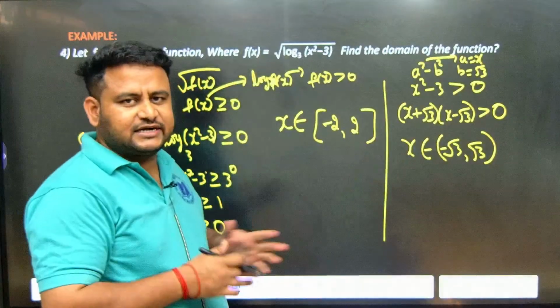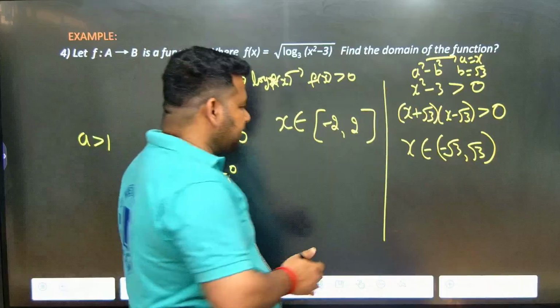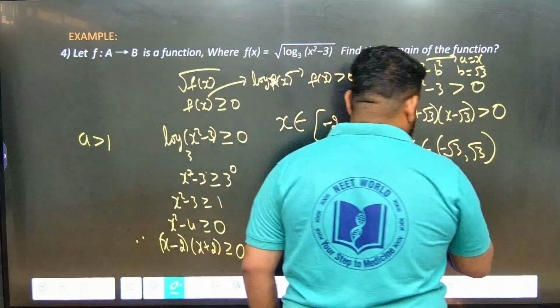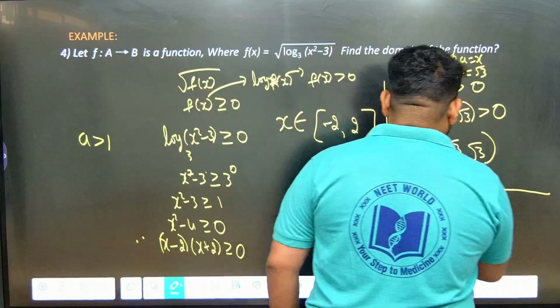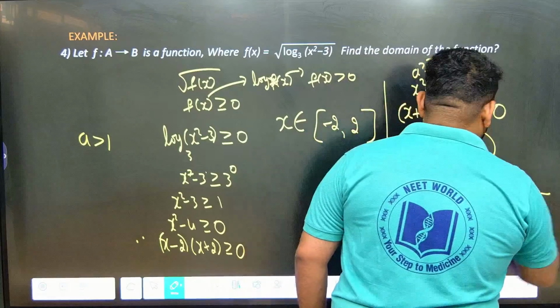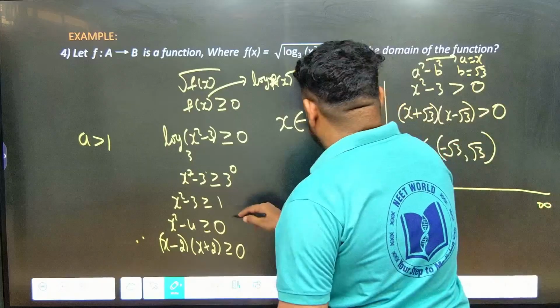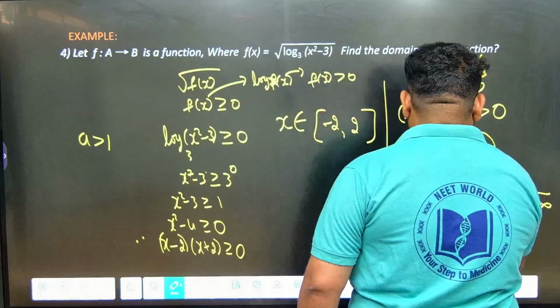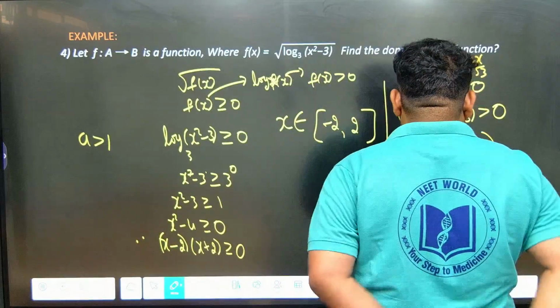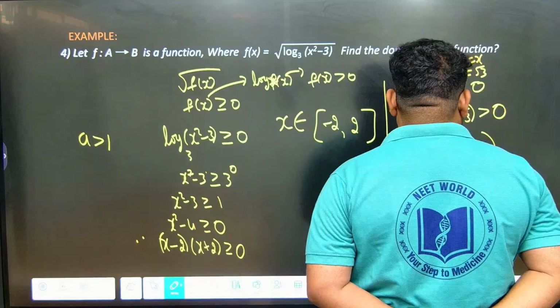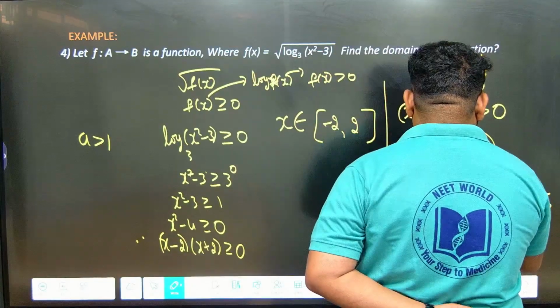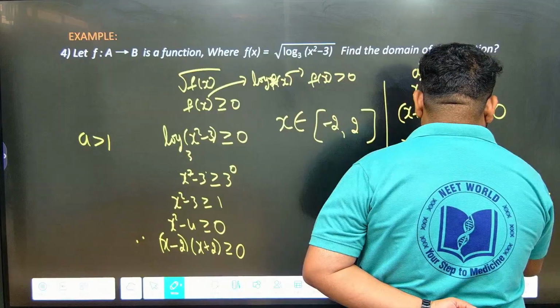So, how to take the intersection of these two? If you don't know how to do it directly, just use the wavy curve method. This is minus infinity, this is plus infinity. What values are we having here? Arranging in ascending order, we have minus 2, and minus root 3, which is a bigger value than minus 2.